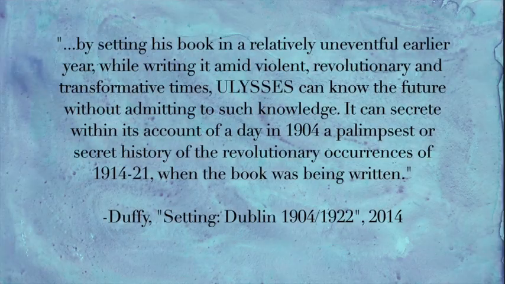So as critic Enda Duffy put it, by setting his book in a relatively uneventful earlier year while writing it amid violent, revolutionary, and transformative times, Ulysses can know the future without admitting to such knowledge. It can secrete within its account of a day in 1904 a palimpsest of secret history of the revolutionary occurrences of 1914 through 21, when the book was being written.